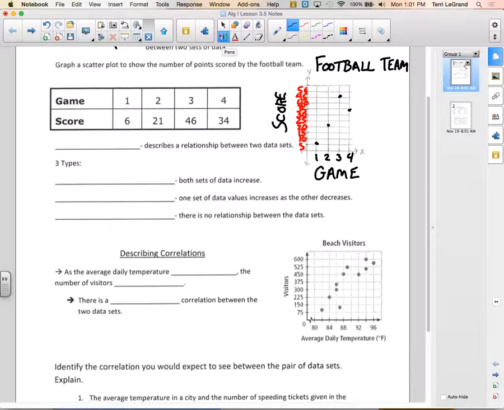So every time, except for the one time, 6, 21 and 46, they were all 1 point above the grid line, so we'd only go a fifth of the way up. And then when it's 34, that should be right below the 35 because it's 1 point below 35. So we have to put them in good locations, okay?